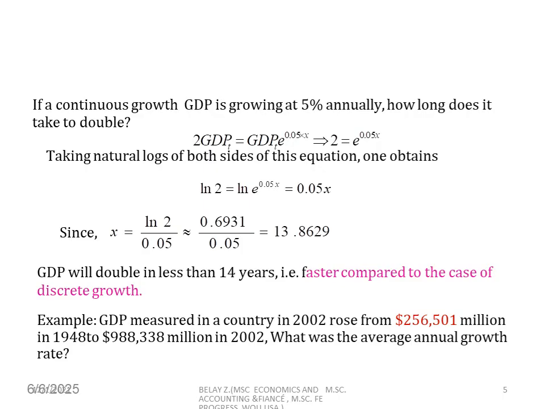Example: GDP measured in a country in 2002 rose from 256,501 million in 1948 to 9,008,338 million in 2002. What was the average annual growth rate?